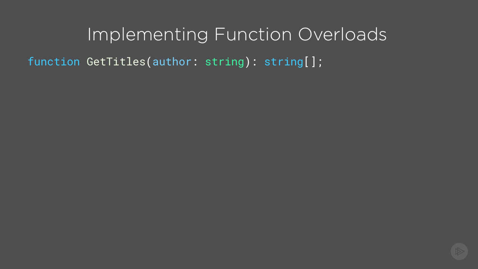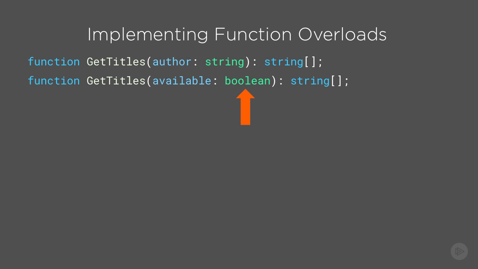The first version of this function will accept a single string parameter and return an array of strings. The second version will accept a Boolean parameter and return an array of strings. Notice that neither of these functions contains an implementation. I've basically told TypeScript that I want to have two versions of the getTitles function that will differ in the type of parameters they accept.